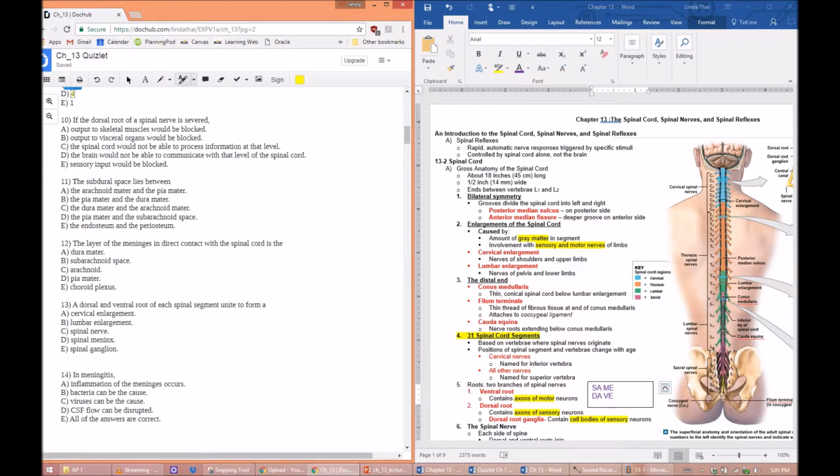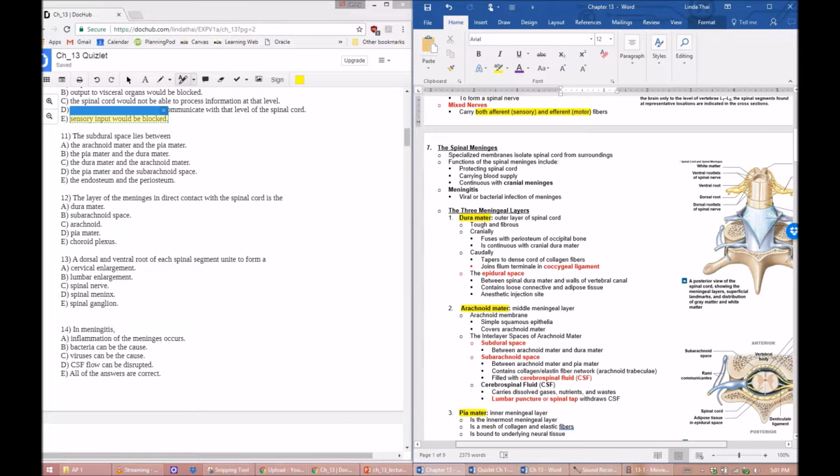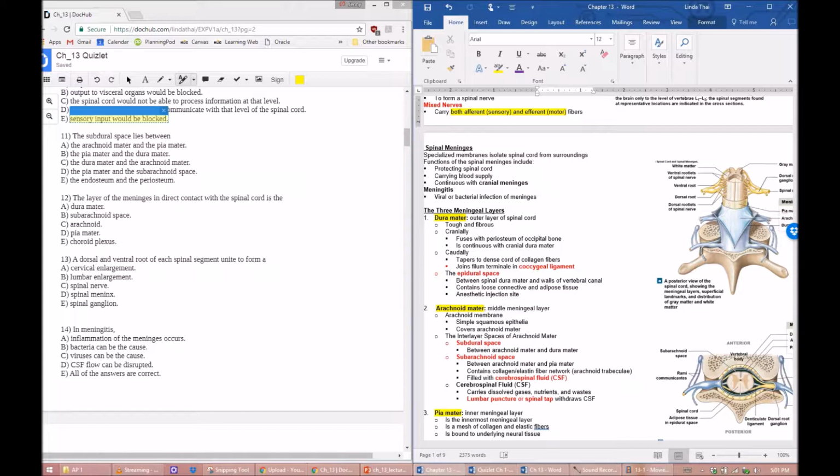have sensory neurons. Output to visceral organs would be blocked. No, the spinal cord would not be able to process information at that level. No, the brain would not be able to communicate with that level of the spinal cord. No, sensory input would be blocked. Yes.